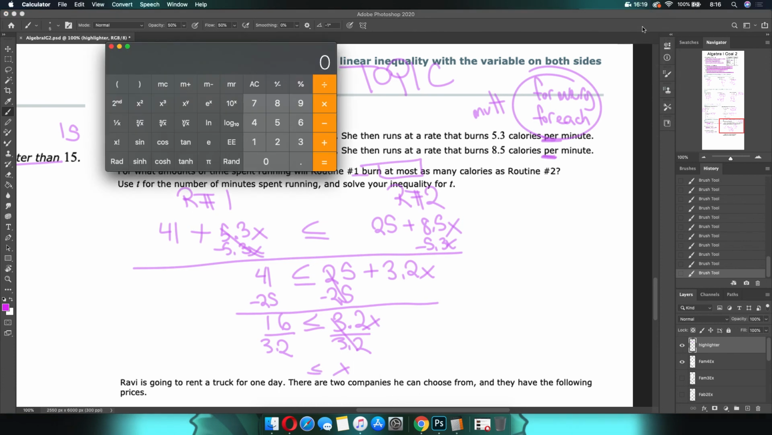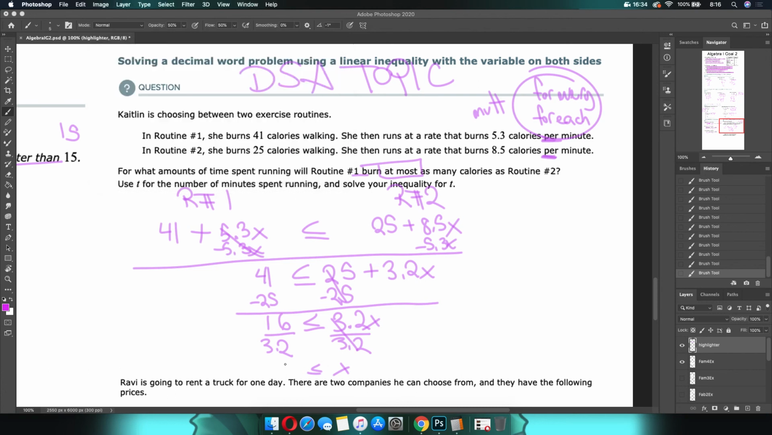Boom, by magic. So we're doing 16 divided by 3.2. Nope, that did not work at all. Let's try that again. 16 divided by 3.2. What do we get? 5. So over here, x has to be greater than or equal to 5.